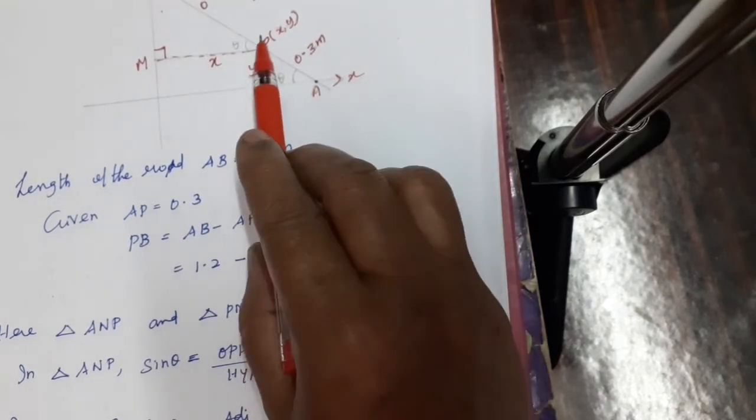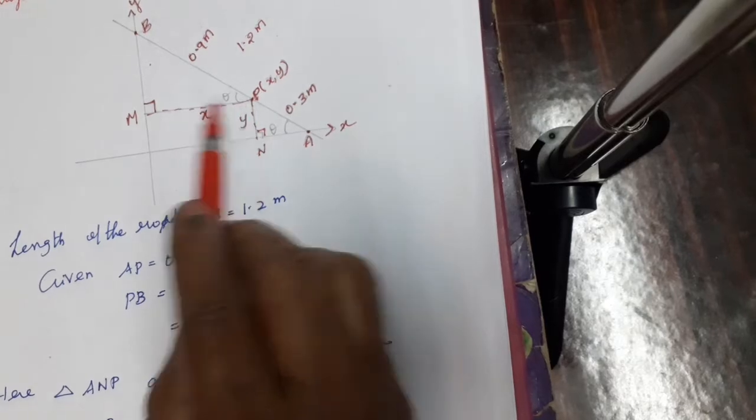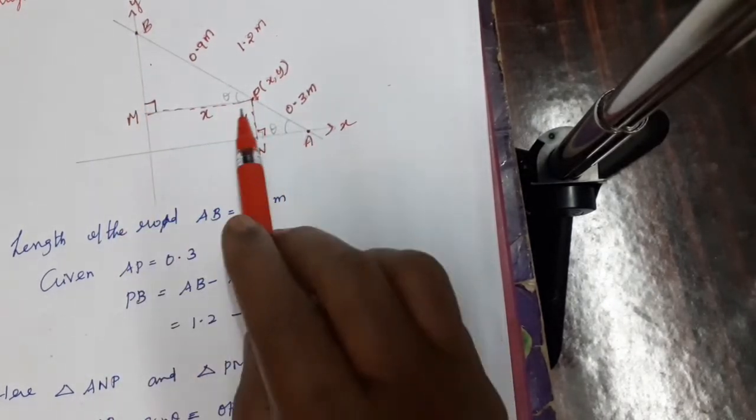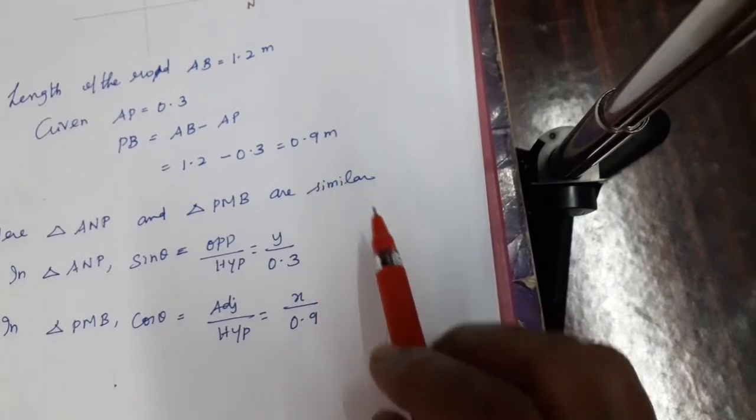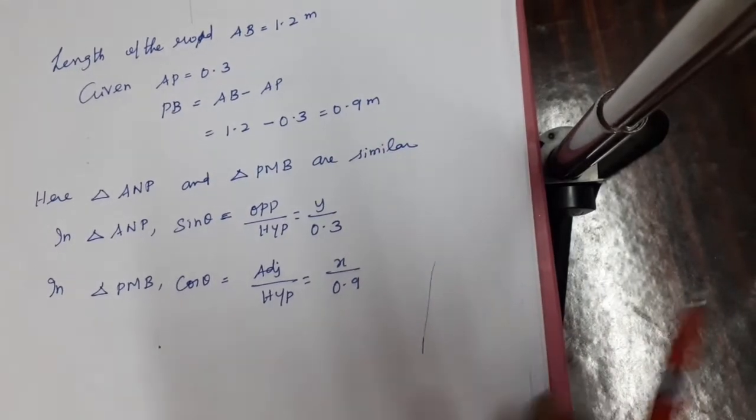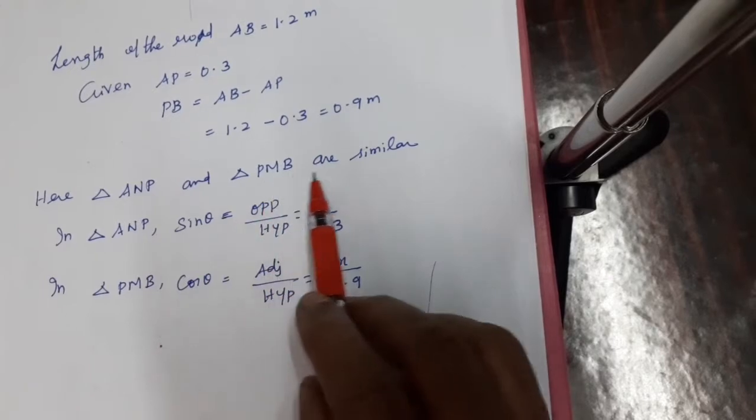The smaller triangle is ANP. The bigger triangle is PMB. So these two triangles are similar. ANP and PMB are similar.